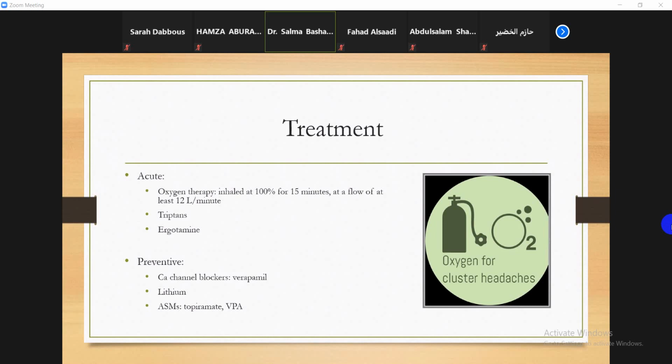And for the preventive, to prevent further attacks in the future, we have calcium channel blockers, verapamil, lithium, or seizure medications like topiramate or valproate.